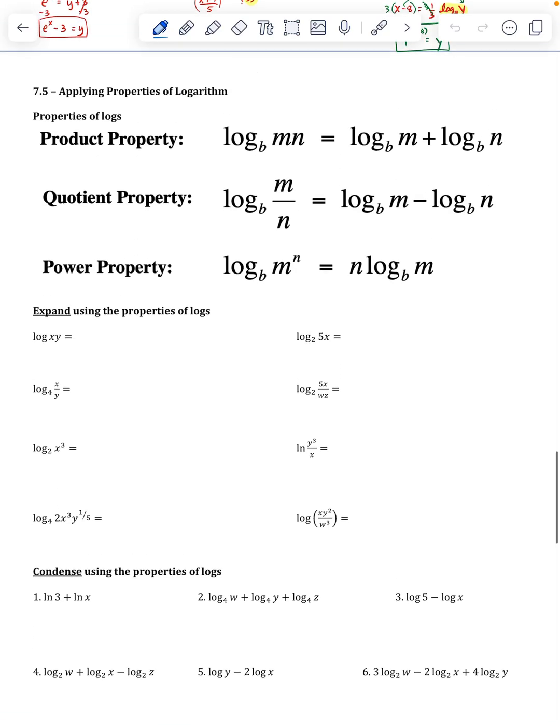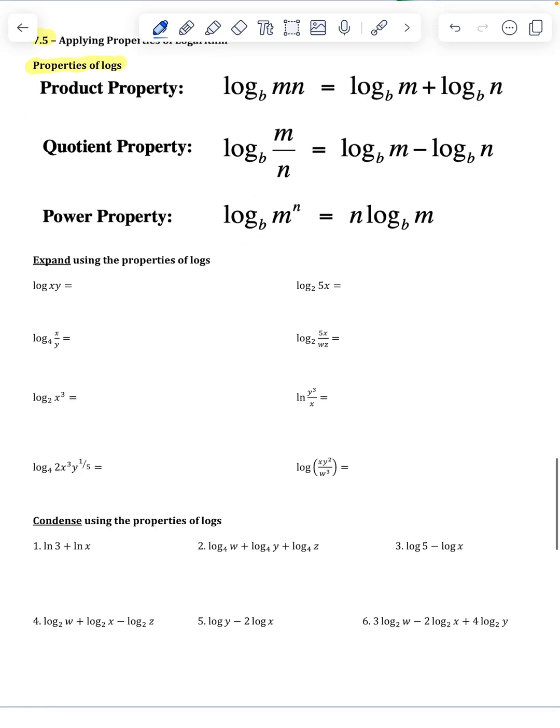All right, my friends, we are on 7.5 and we're going to be talking about properties of logs, which is just like things you can do with logs. And they matter because we're about to start solving and we'll use some of these skills in solving. So today we're just going to focus on two verbs, expanding and condensing.